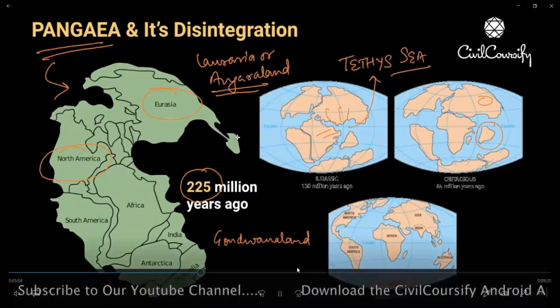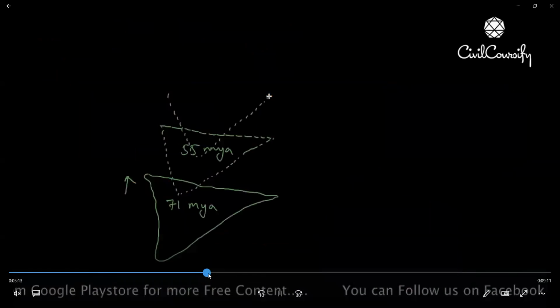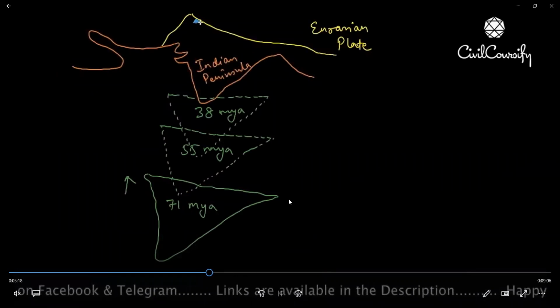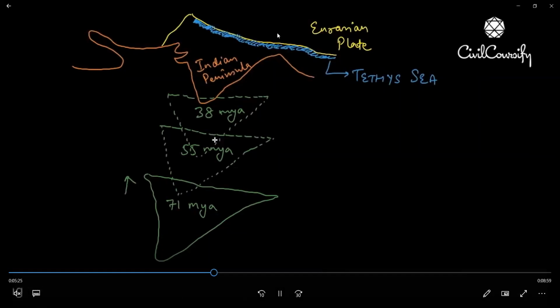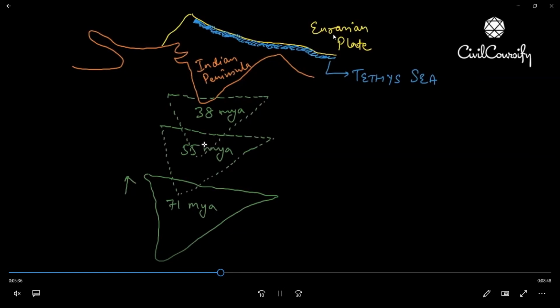Now, let's go further and view it. So this part of the peninsular area that fragmented away from the Indo-Australian plate and drifted to the north went and collided with the much larger Eurasian plate. The Eurasian plate was much larger. It was separated by the Tethys Sea in the middle.